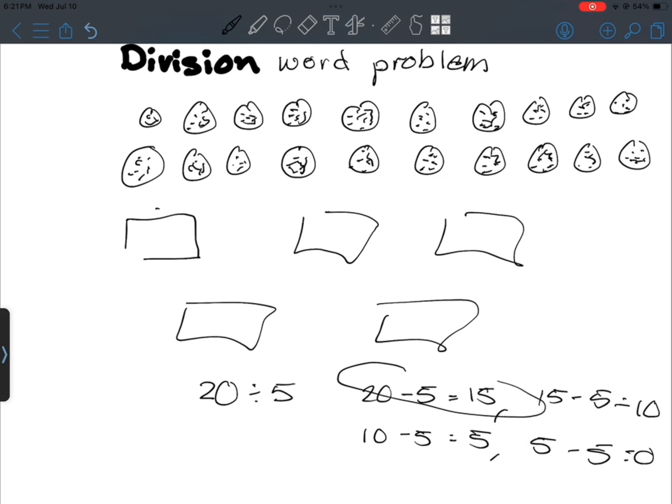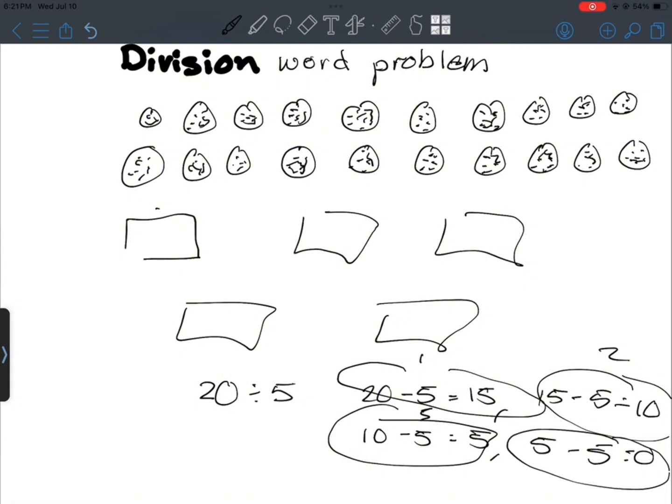We subtracted 1, 2, 3, 4 times to reach 0. That means 20 divided by 5 equals 4. By the way, you could use any method you wanted, but I just prefer this method. This means that each box will have 4 cookies.